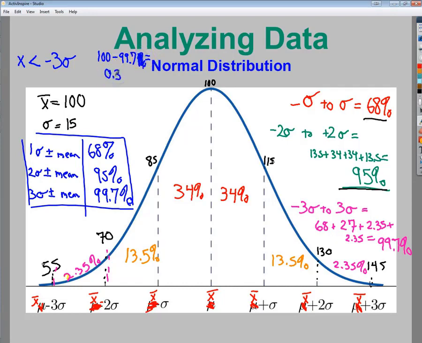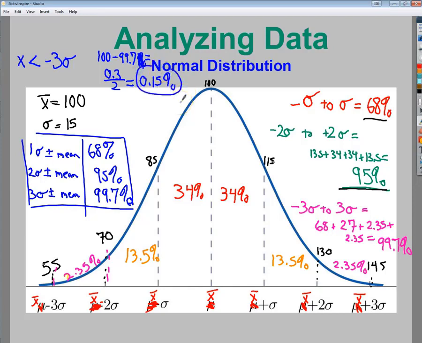Now, that's the distance of all numbers that are outside 3 standard deviations. So I need to break it into 2 parts because I just want less than. So I divide by 2 and end up with 0.15. So something like 0.15% of all data falls below 3 standard deviations.